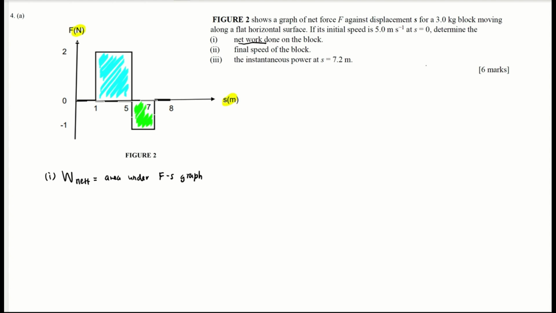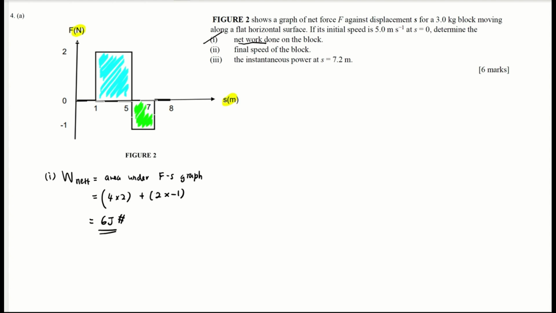So here we have blue and green color. So W is equal to, we start with the first one, 5 minus 1. Area under the Fs graph. We calculate the blue color first, 5 minus 1 times 2, so 4 times 2. And then plus, second one, we're going to have 7 minus 5 times negative 1. 7 minus 5 is 2 times negative 1. So the answer is 6 joule.